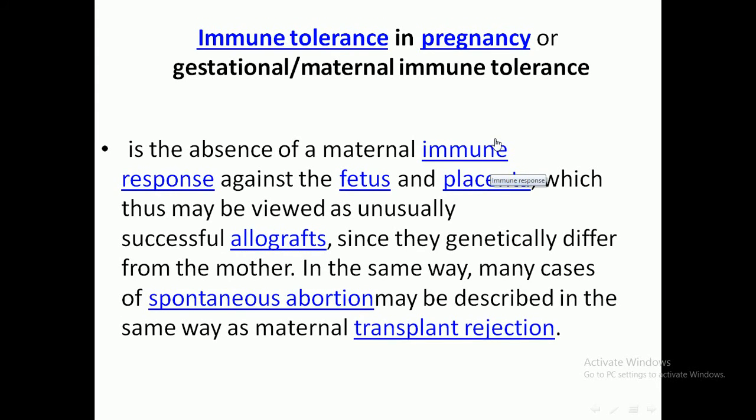Immune tolerance in pregnancy. As we know, the fetus is considered a foreign antigen, because half of the antigens are paternal, and also the placenta is considered foreign antigen to the mother. So they may be viewed as an unusually successful allograft since they genetically differ from the mother. And many cases of spontaneous abortion may be described in the same way as maternal transplant rejection.